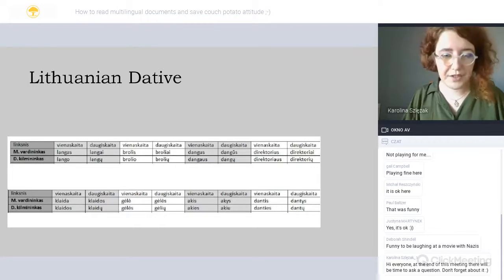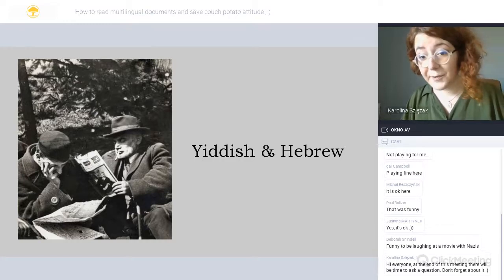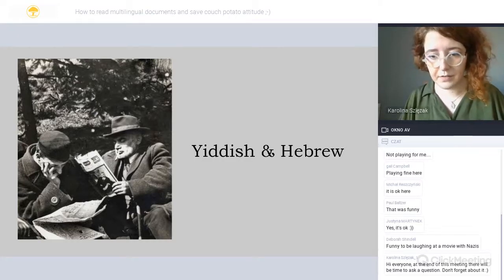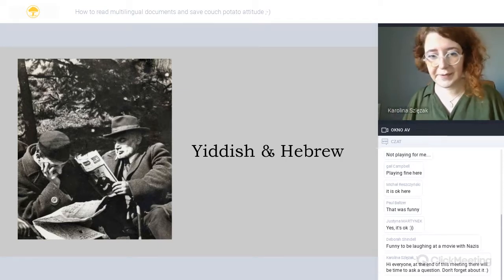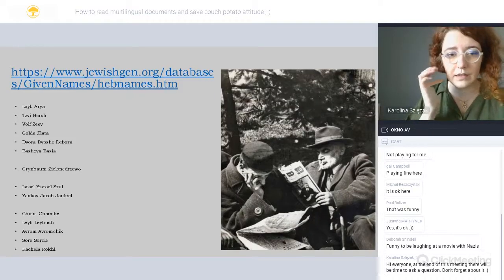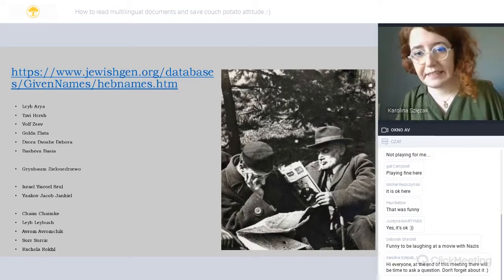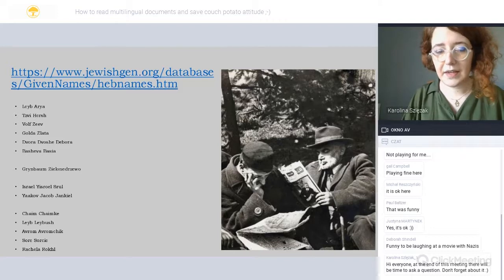And how to reach them, we spoke about it in different webinars. And we're fast today. We're jumping to Yiddish and Hebrew, and of course we have here another alphabet and another story.